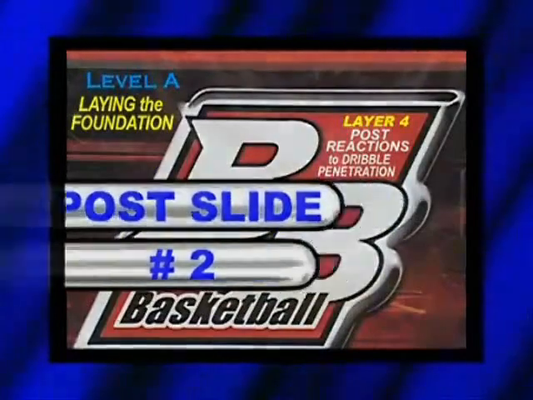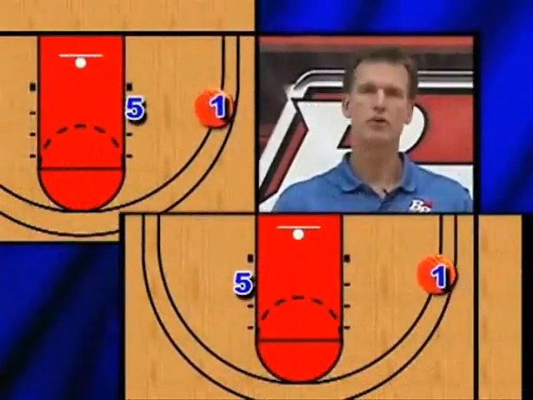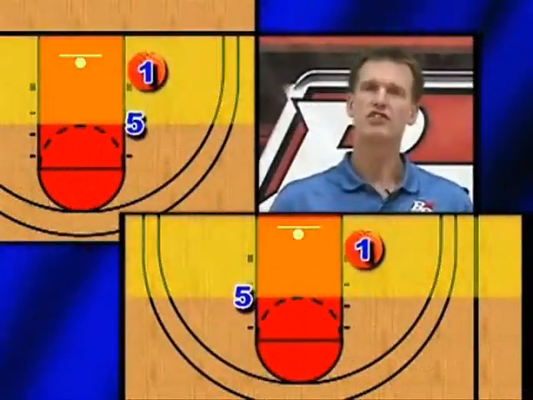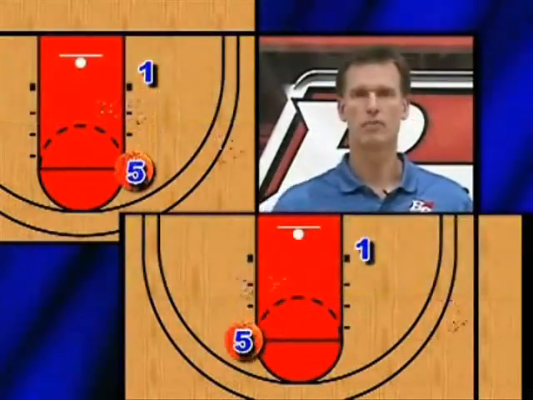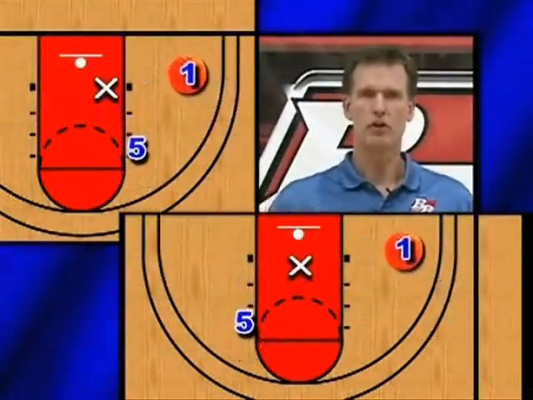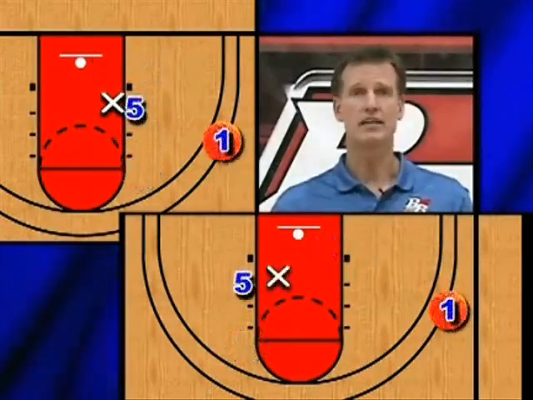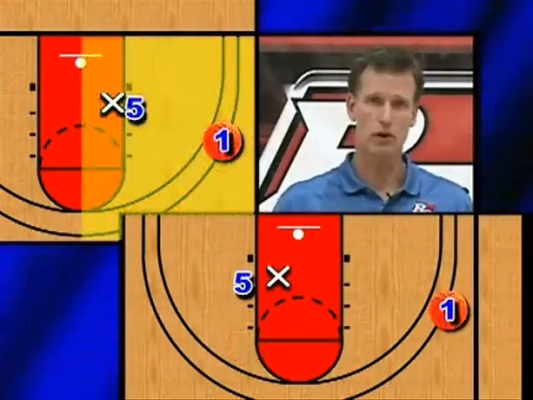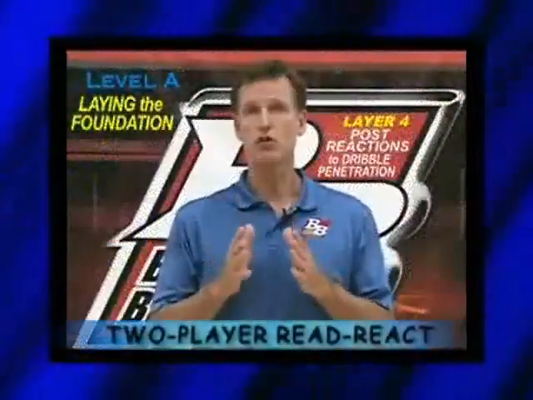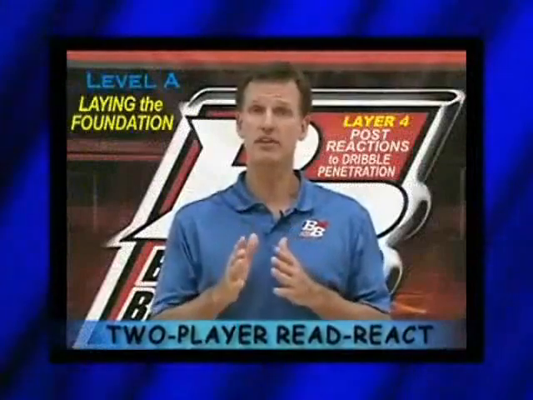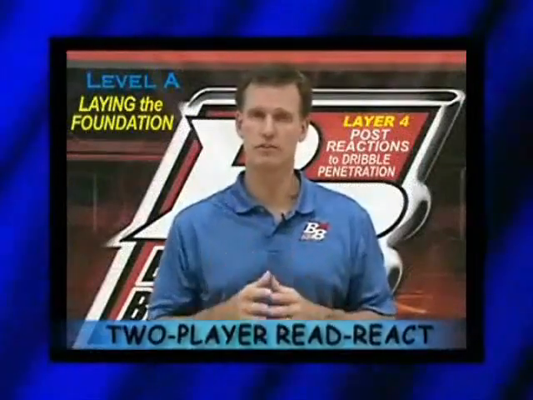Post slide number 2. If the ball penetrates the lane below you, then slide up to the free throw line elbow. Separate from your defender, create good spacing, and look for the pass. And again, it doesn't matter whether you're in the post on the ball side or the weak side. This completes the two-player read and reaction habit that needs to be drilled for this layer.